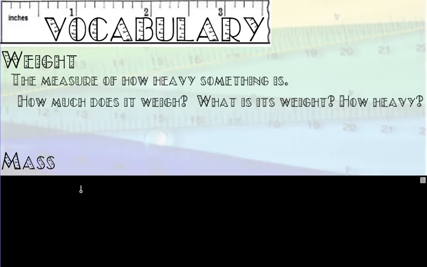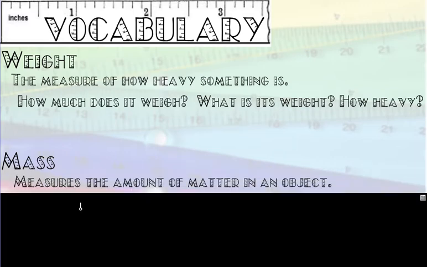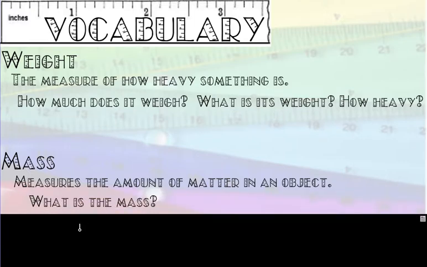Now mass is different. Mass is the measure that measures the amount of matter in an object. So basically like how full of stuff are you, or how full of stuff is a bowling ball? Like what's all in there? What is the measurement of that? That would be mass. Mass does not include gravity because it's just measuring what is inside of that object. So your mass is the same on Earth as it would be on the moon. And then for mass, we say, what is the mass? So when you see a question like that, they're talking about mass. Typically, we just use mass when it comes to the metric system.